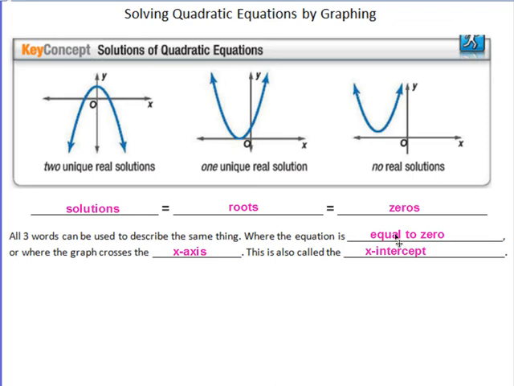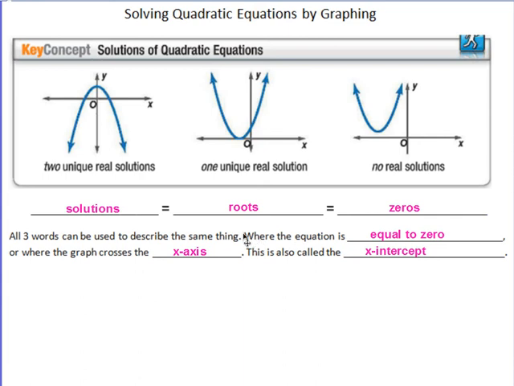Alright, so some key information that you need to know. And we've already talked about this a little bit. Solutions, roots, zeros, all the same thing. It's where the equation is equal to 0 or where it crosses the x-axis, which we know is also called the x-intercept. So solution, root, 0, x-intercept all mean the same thing. And it's where the graph crosses the x-axis.